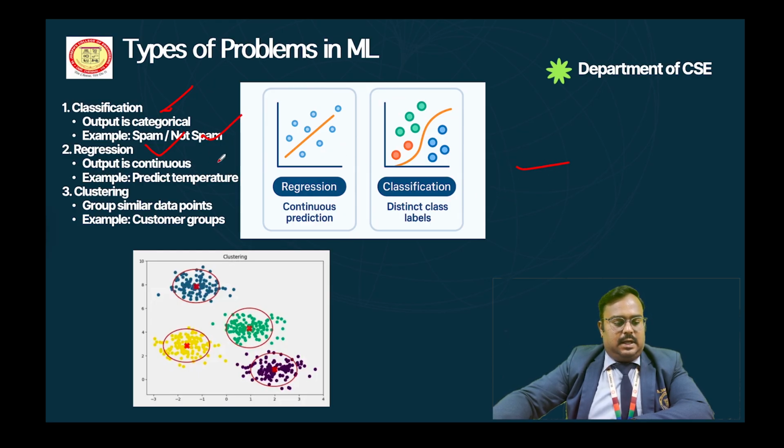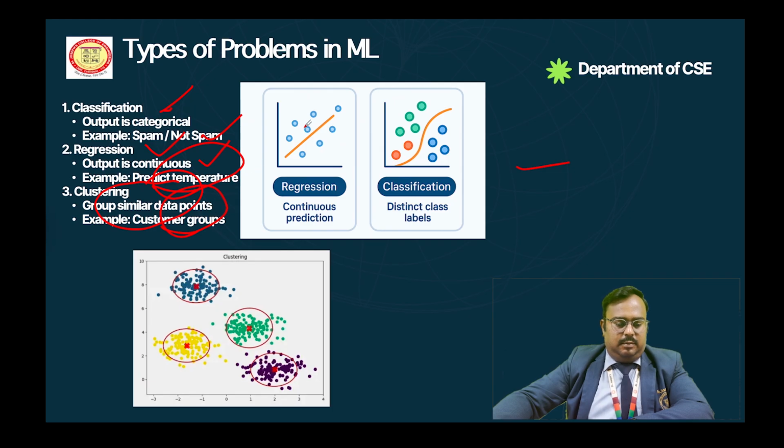So next one is regression. Regression is when the output is continuous. For example, predicting temperature. So these are classification and regression. Next one is clustering. In clustering, we group similar data points; that is a cluster. For example, customer groups is one example of clustering.